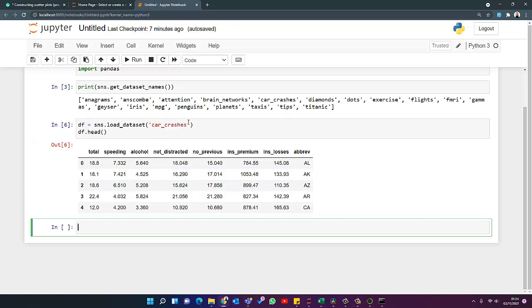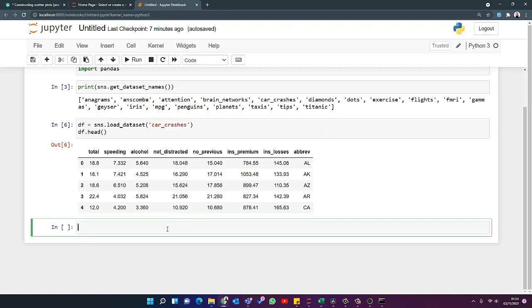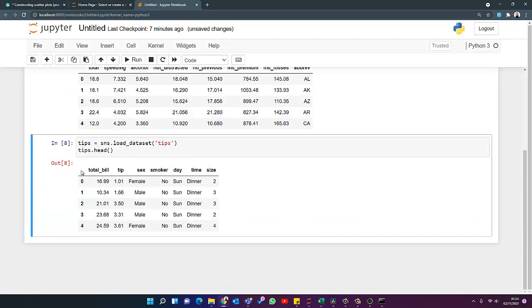Let's try to see other datasets, the tips dataset. Let's see how that looks. Let's create a data frame: sns.load_dataset, and then we'll put tips. So it will load the tips data frame, and let's see the head. It is giving me total_bill, tip, sex, smoker, day, time and size.